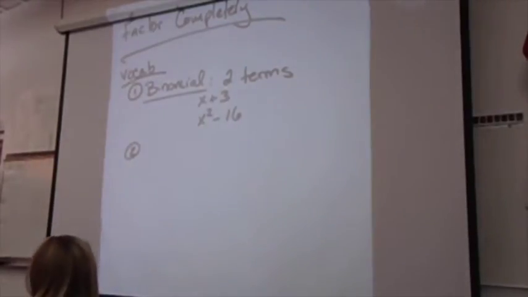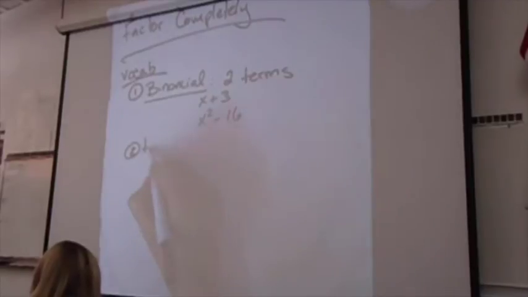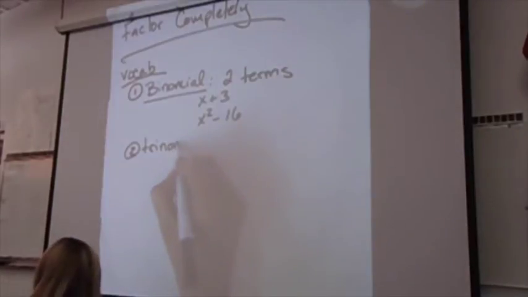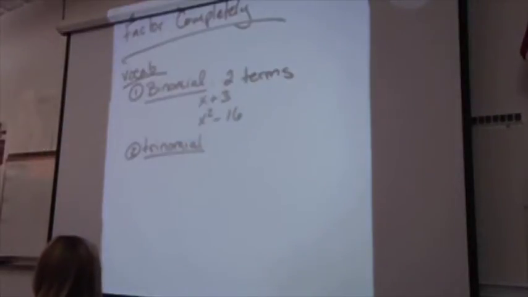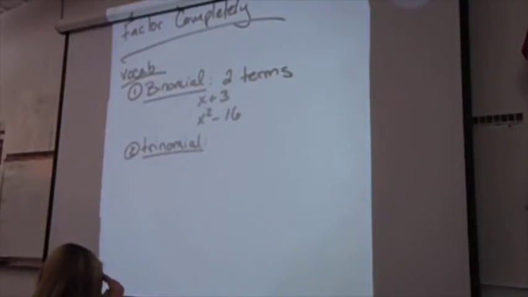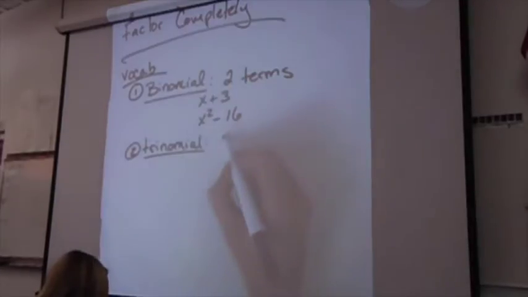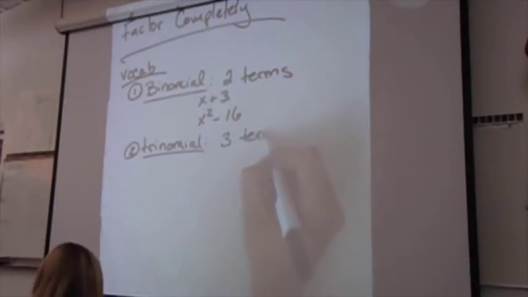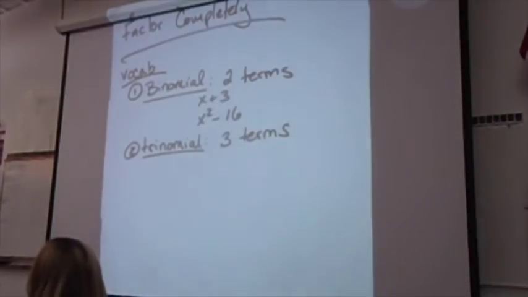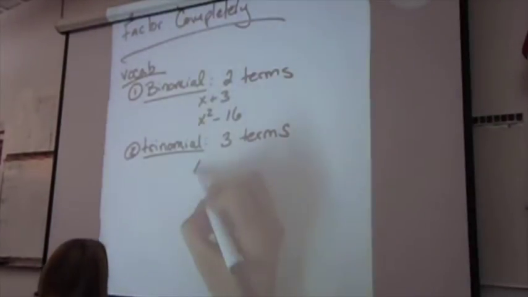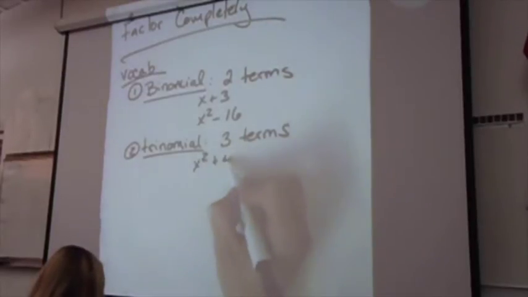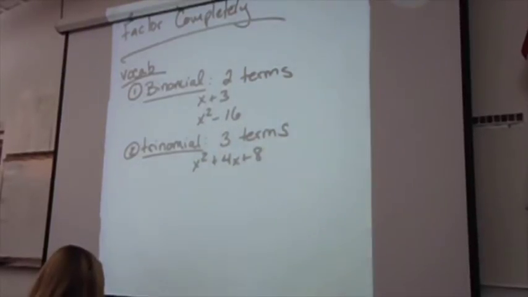Okay. The second vocabulary is the trinomial. Trinomial, I want you to think of a tricycle, and that has 3 wheels, so a trinomial has 3 terms. And these are going to be your x squared plus 4x plus 8. Those are your AC methods.